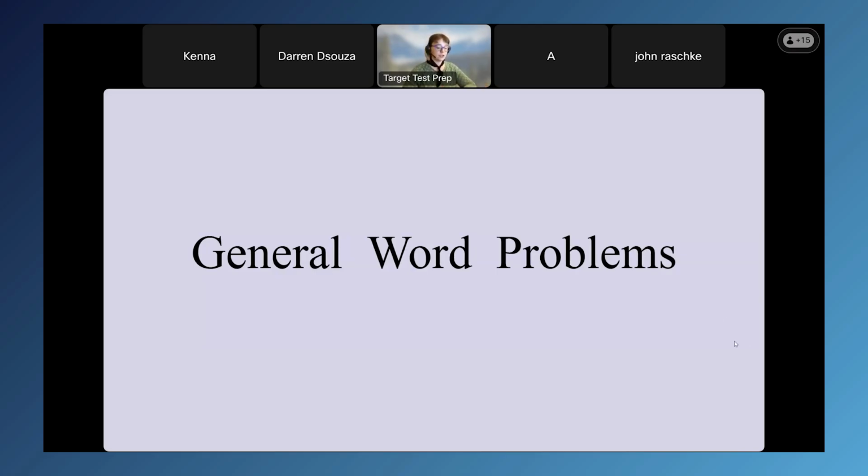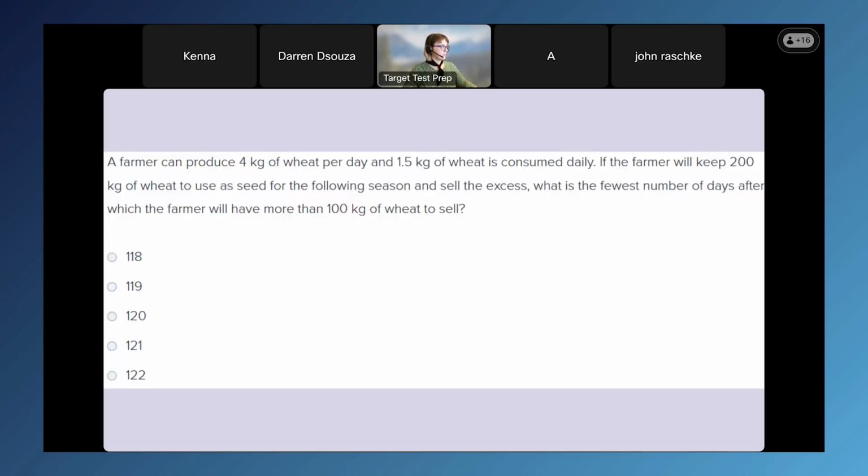If you have any questions as we go, feel free to drop them in the chat, and then I'll have some time at the end for general questions as well. So here is our first example.